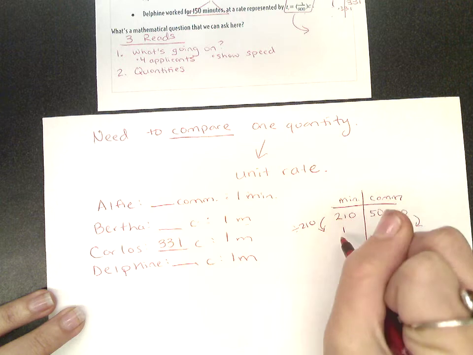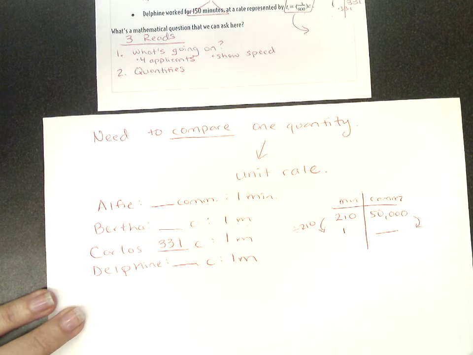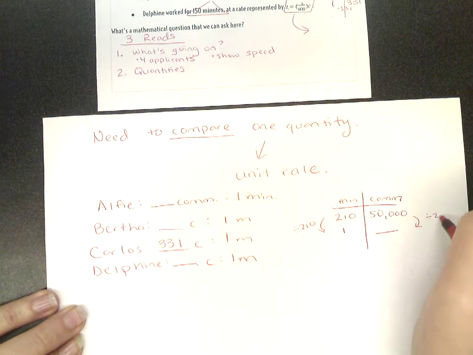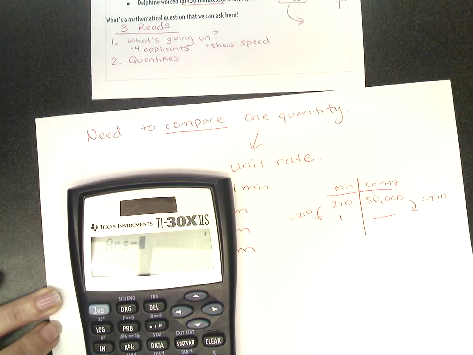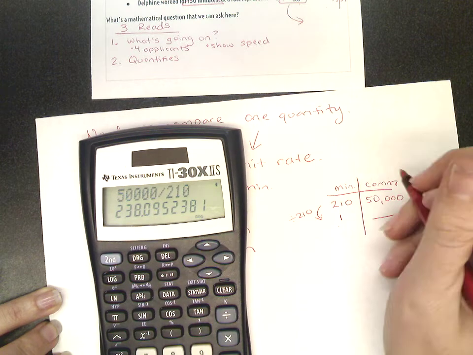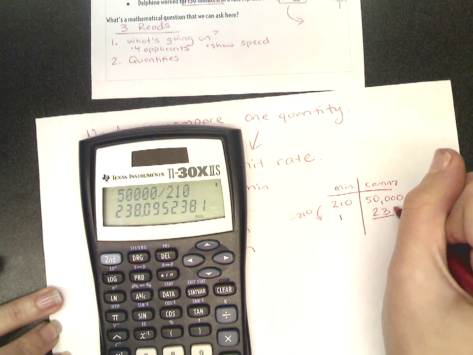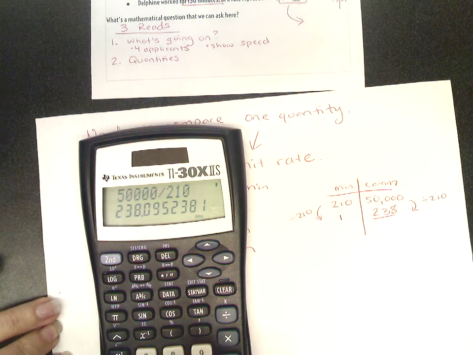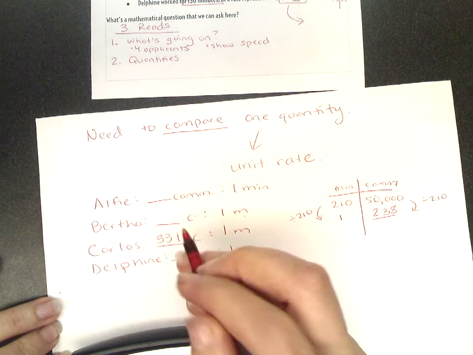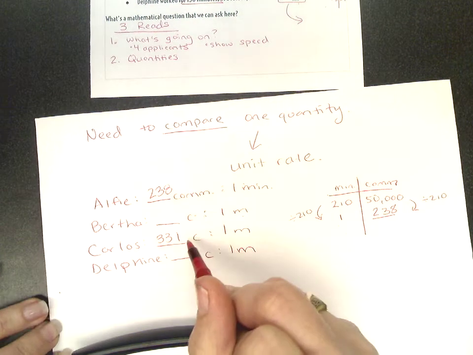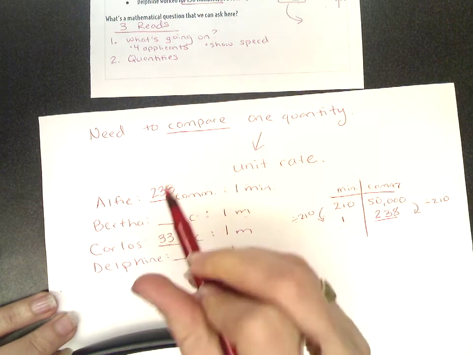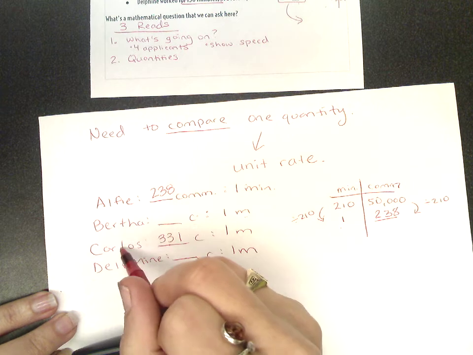Any number divided by itself will get me to 1. So then I also would need to divide 50,000 by 210. 50,000 divided by 210 gives me about 238. And I'm going to stay there for now because that might be precise enough. Definitely lets me compare to Carlos. So Alfie can do 238 in a minute. Well, Carlos, 331, he can go faster. So he's definitely beating Alfie.